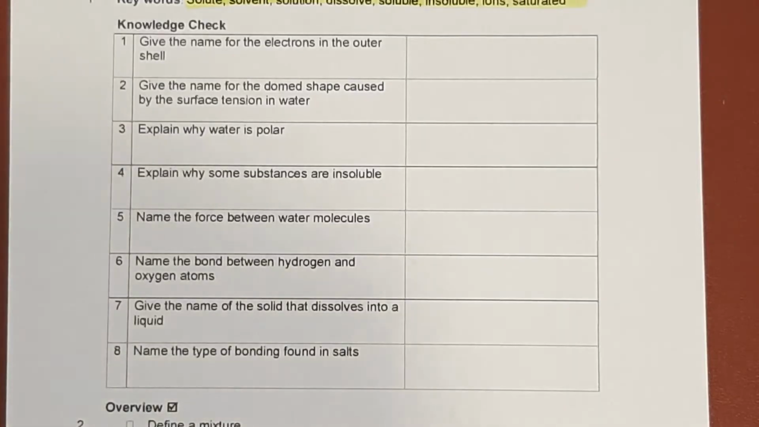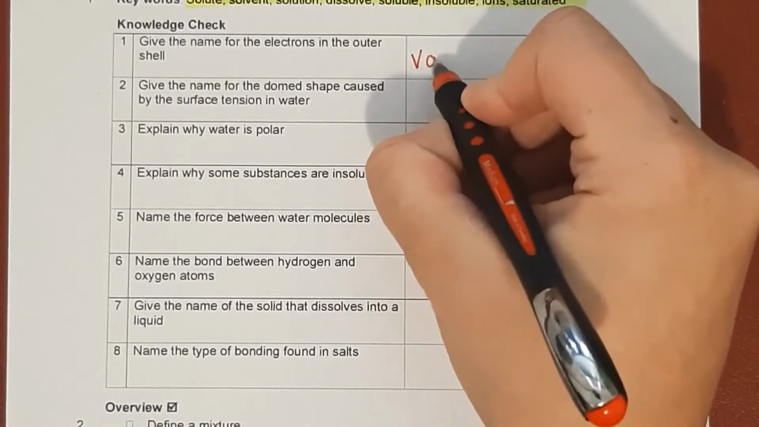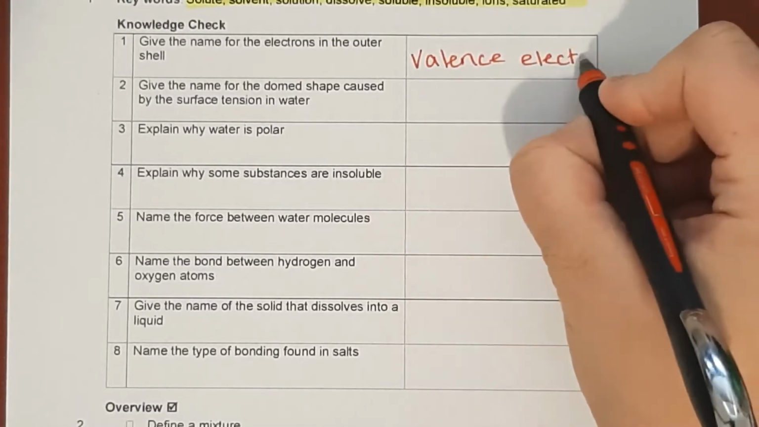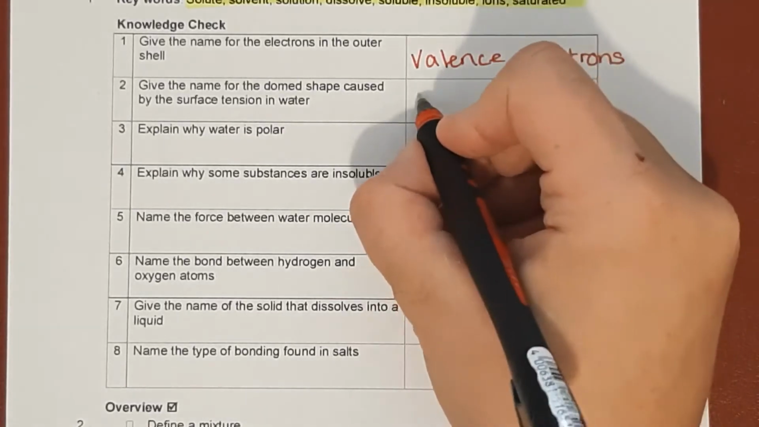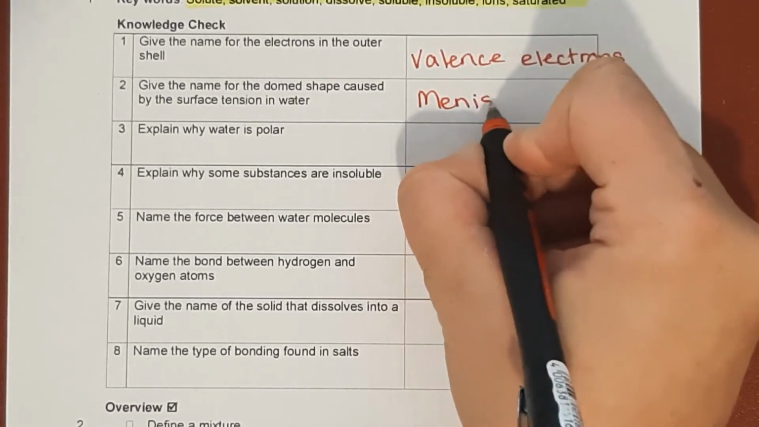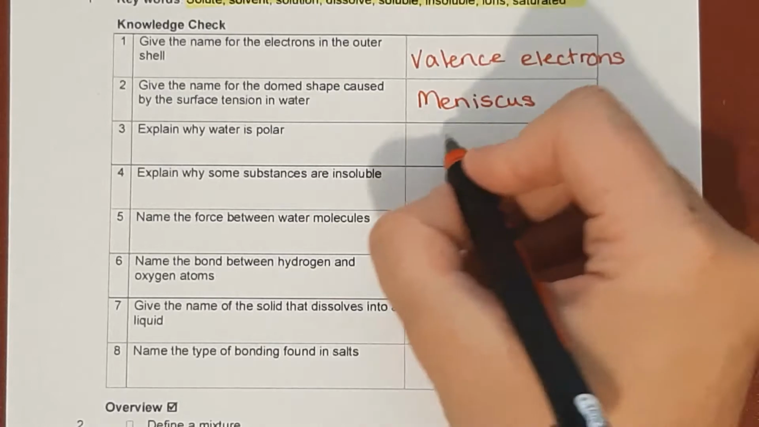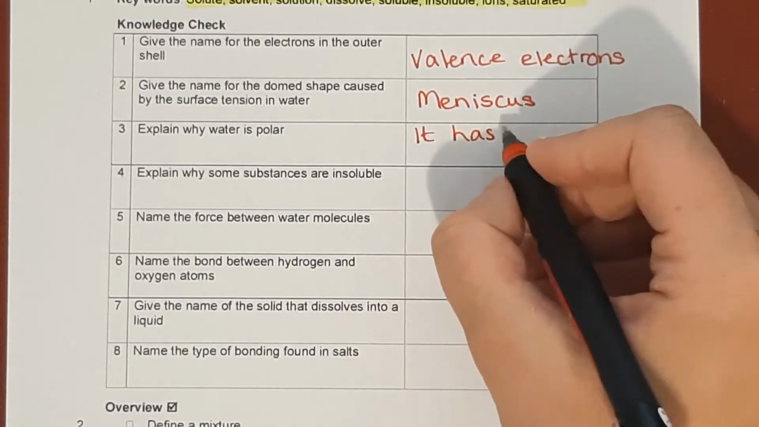So we'll just go through the knowledge check answers now. Number 1, give the name for the electrons in the outer shell. Valence electrons. Number 2, give the name for the dome shape caused by the surface tension in water. That is the meniscus. Explain why water is polar. That's because it has a positive and a negative charged end.